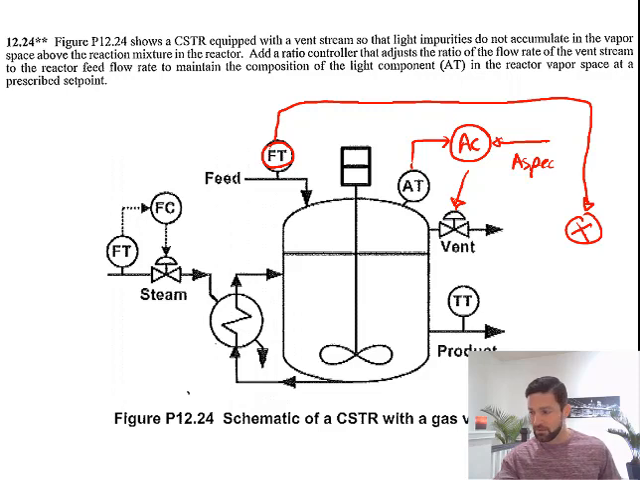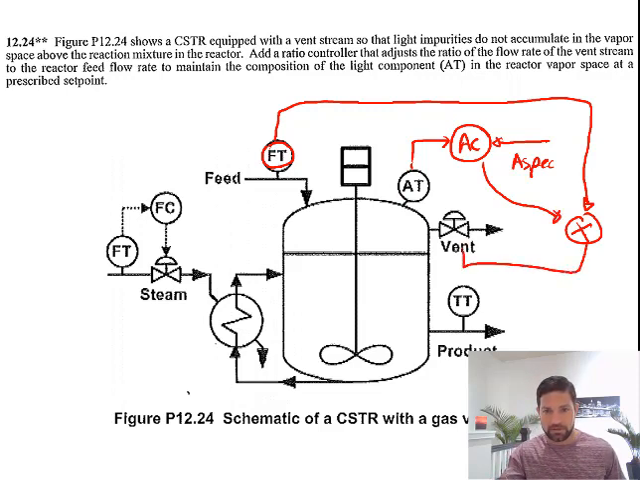Now the primary control loop is going to set the ratio to the ratio controller, and then the ratio controller is going to change the valve. So this is how we'd integrate ratio control into this CSTR. Now, if this feed to the process changed, as soon as the feed increased, we could open the vent to keep the composition where we want it to be.